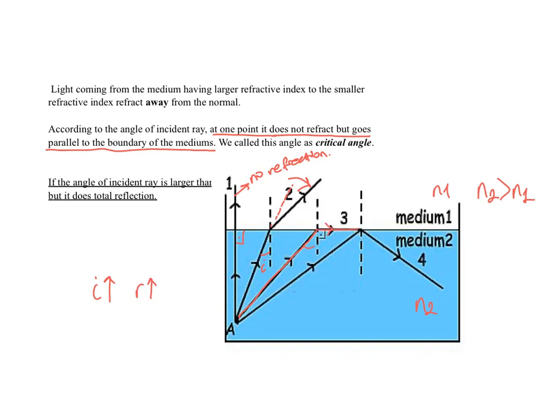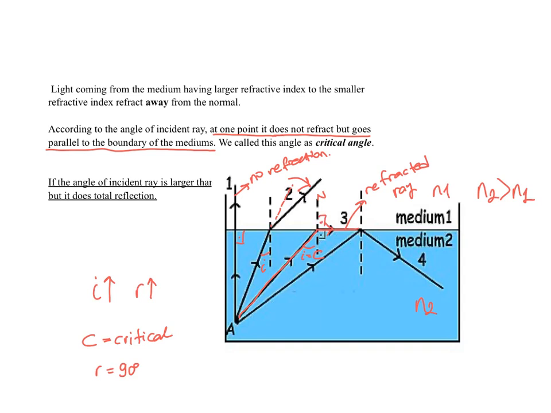We call this angle of incidence the critical angle. The symbol is C. C is the critical angle. We call it the critical angle, the angle in which the angle of refraction is 90 degrees. Here, this is the refracted ray, and the angle between the refracted ray and the normal is 90 degrees.